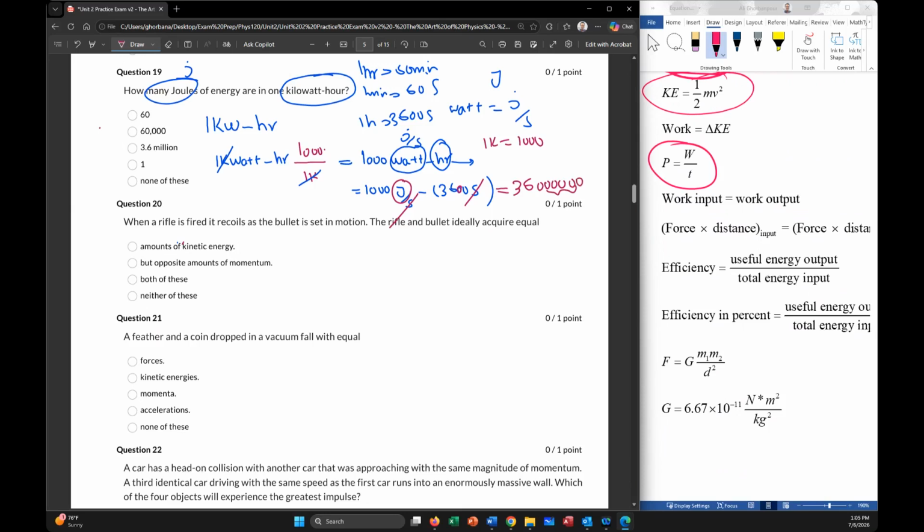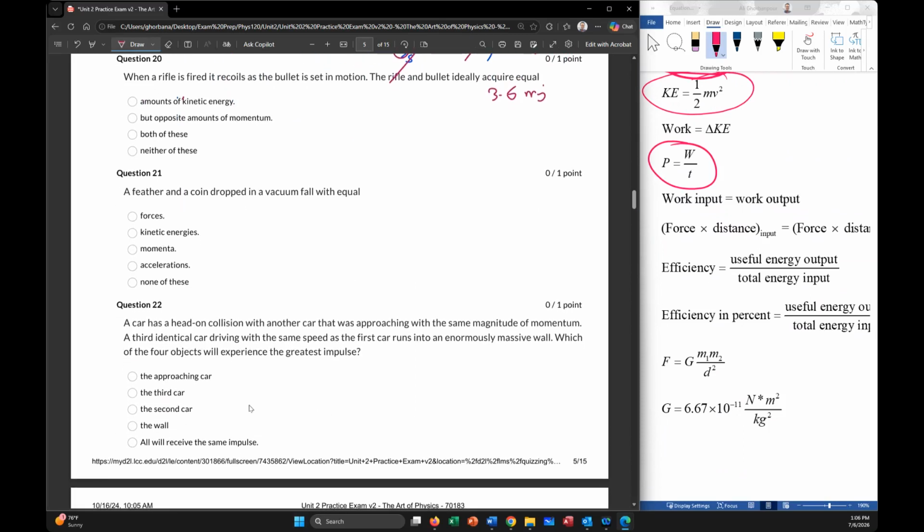No, it is correct. That was correct. So how many zeros do I have? 5 zeros, 1, 2, 3, 4, 5. This is 3 and then 3. So it's going to be 3.6 million joule, or 3,600,000 joule, or 3.6 million joule. What is the right answer? 3.6.